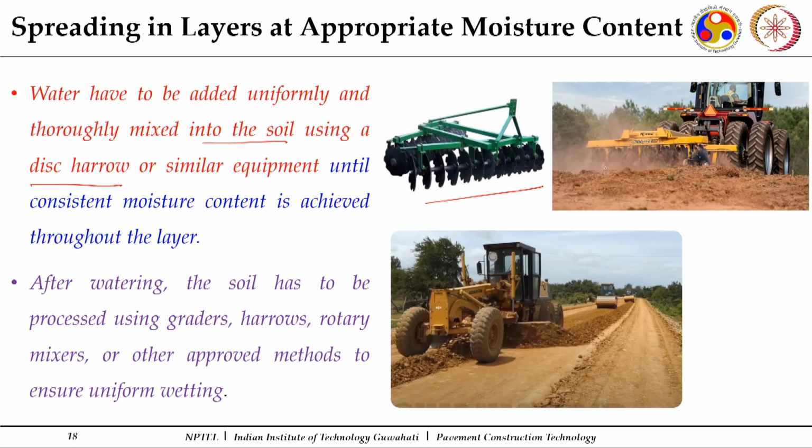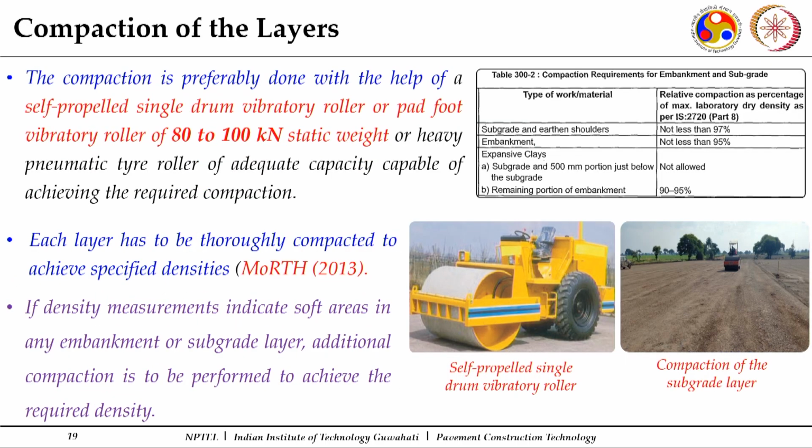So, you can see these disc harrows are mixing the water with the soil, and then you can have these graders which can bring this soil having the required moisture content to the required grades at that particular level. So, after watering, the soil has to be processed using graders, harrows, rotary mixers or other approved methods to ensure uniform wetting. Now, when this exercise is completed, then comes the compaction.